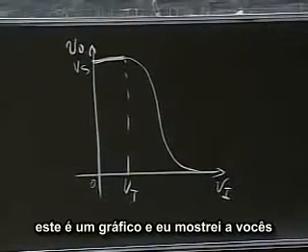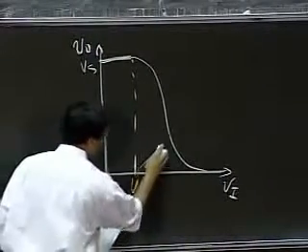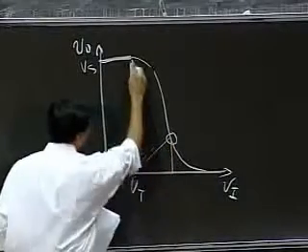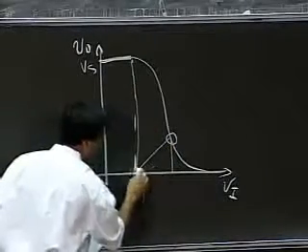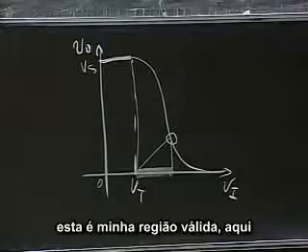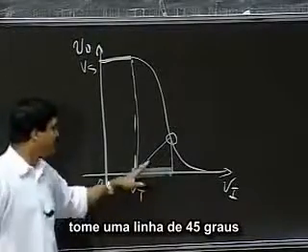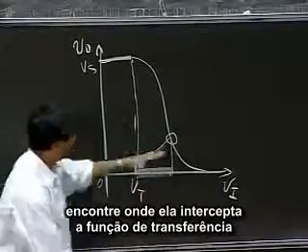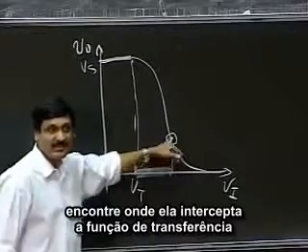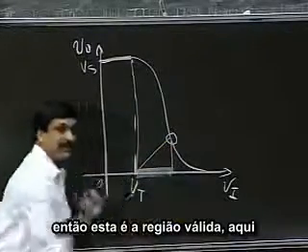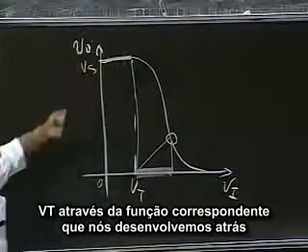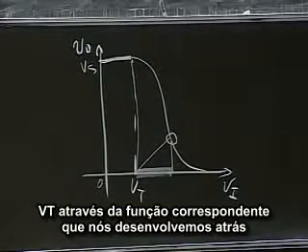So this is a graph, and I showed you that, so that was my valid region here. So take a 45-degree line, find out where it intersects the transfer function, then this is the valid region here, VT, through that transfer function that we developed.